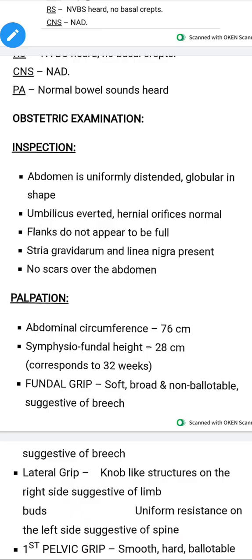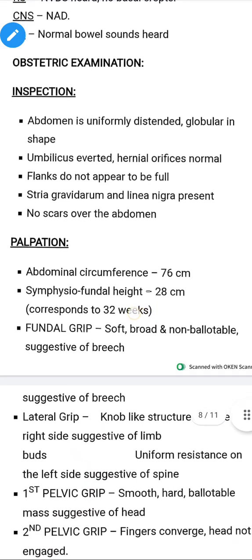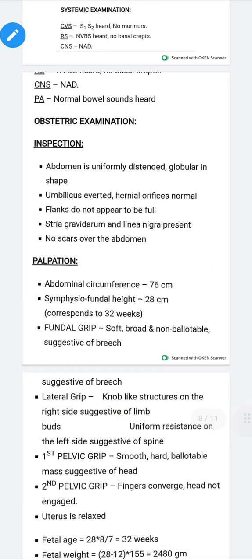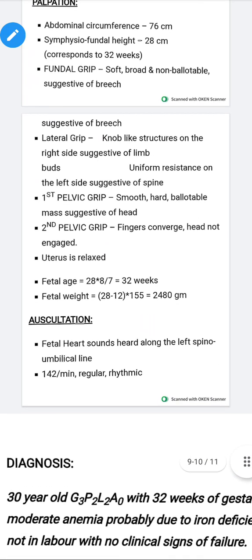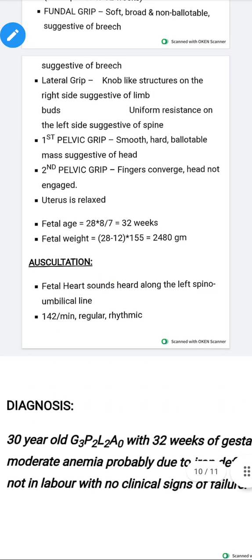On palpation, the circumference of abdomen is 76 centimeters. Her symphysiofundal height is 28 centimeters, which corresponds to 32 weeks. On fundal grip, we felt soft, broad, and non-ballotable, suggestive of breech. Lateral grip, knob-like structures on the right side, suggestive of limbs. Uniform resistance on the left side, suggestive of spine. On the first pelvic grip, a smooth, hard, ballotable mass, suggestive of the head. Second pelvic grip, fingers converge, head not engaged. Uterus is relaxed. Fetal age and weight is an estimated thing, you can avoid saying this.